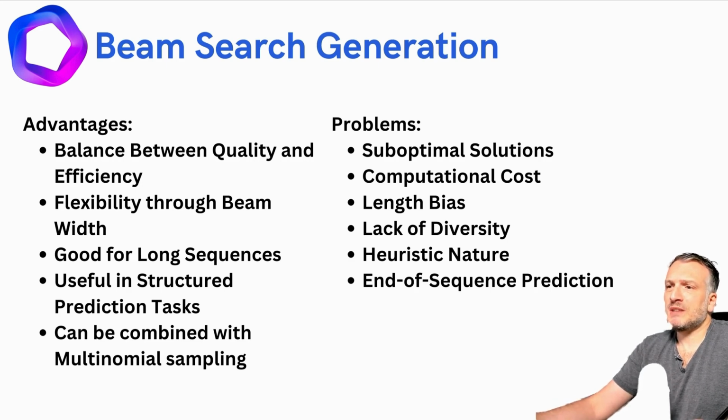So beam search, with its ability to balance between quality and computational efficiency, is a powerful tool in the arsenal of text generation techniques. However, its effectiveness is often tied to the choice of beam width and the specific nature of the task at hand. Understanding its limitations, particularly in terms of length bias and lack of diversity, is crucial when employing this method in practical applications.